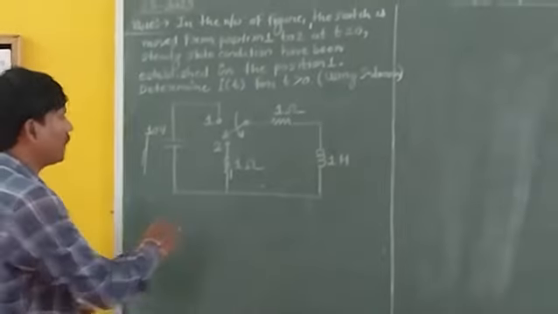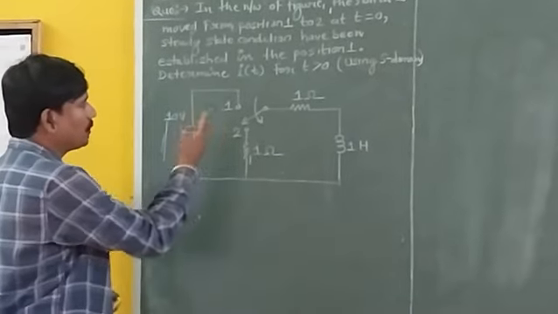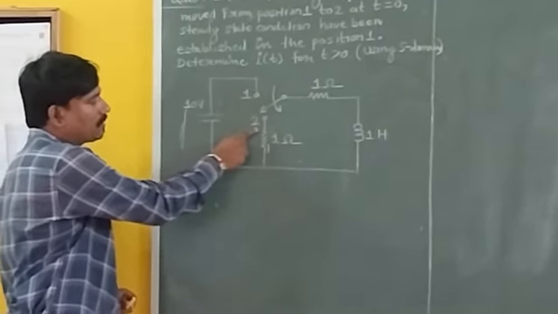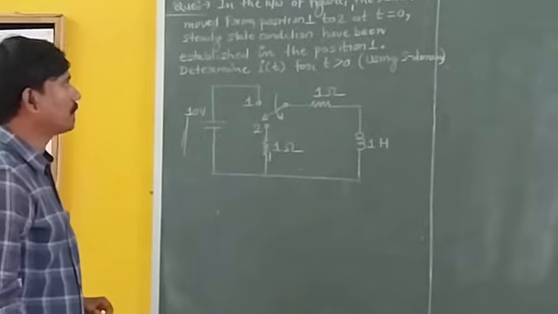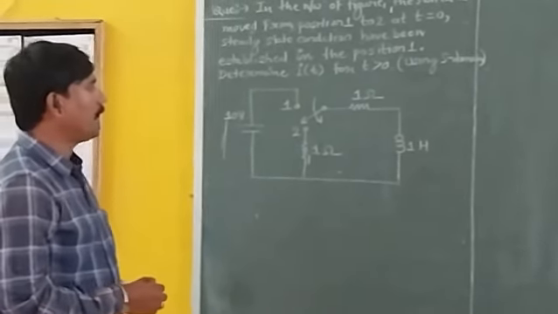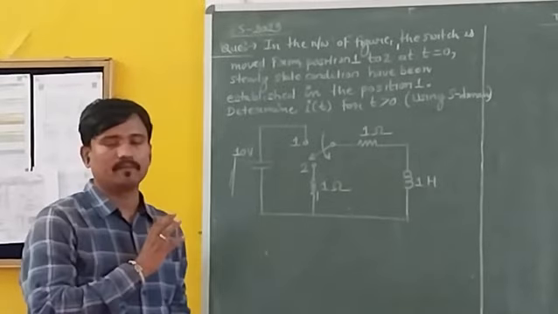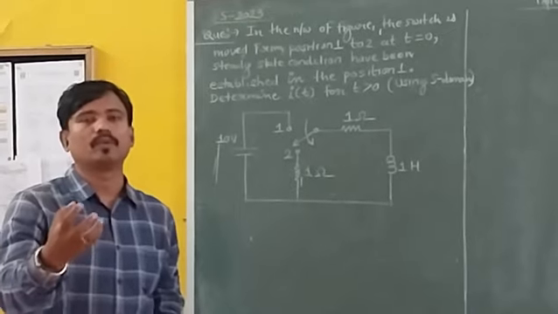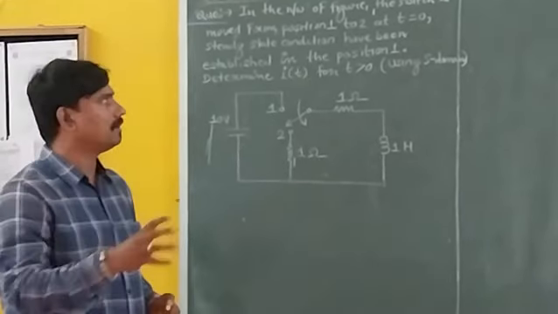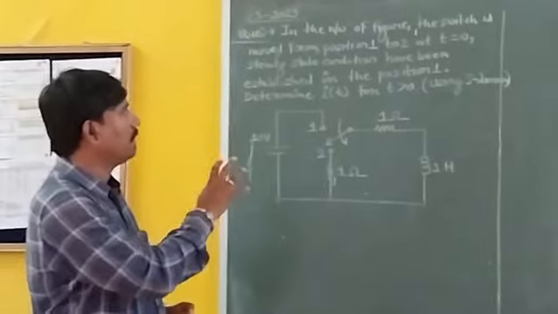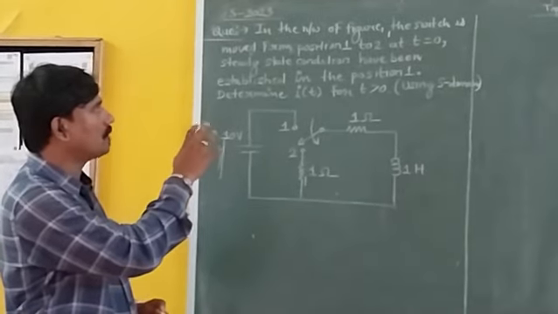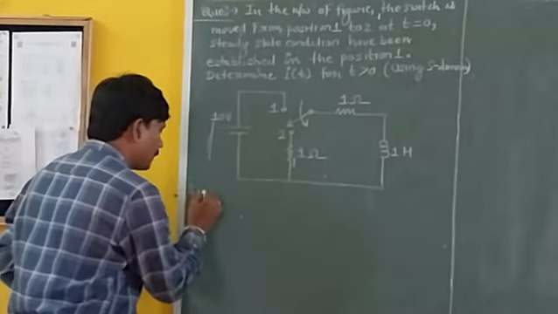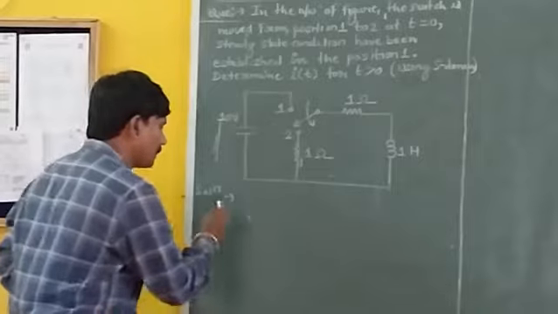Now, in this particular network diagram, two positions are given. The first position is called position number 1 and the second position is called position number 2. Whenever I want to solve such a problem, you always have to understand what the question is giving and what you have to find out. The question itself mentions that the switch is moved from position 1 to 2 at t equals 0. So we are starting with the solution, that is state number 1.